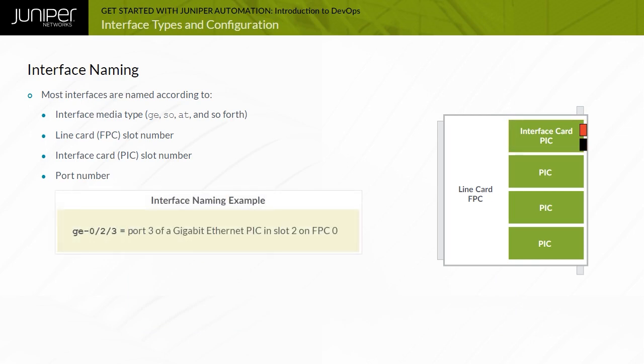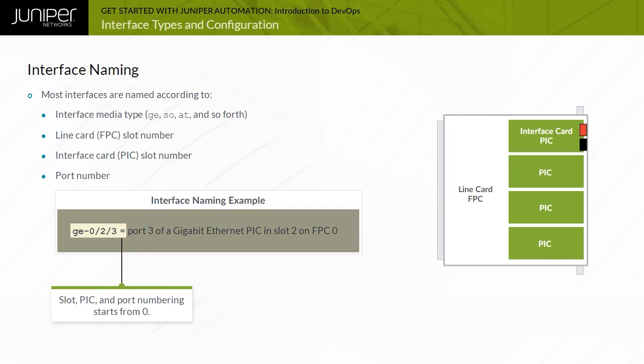In typical deployments, the slot and port numbering begin with 0 and increment based on the system hardware configuration. The example shows a sample interface name that illustrates the interface naming format. The highlighted interface name is for the fourth physical port, number 3, on a gigabit Ethernet interface card installed in the third slot, number 2, of a line card that resides on the first available line card slot, number 0, of a chassis. Other interface name designations exist that do not adhere to the naming convention.